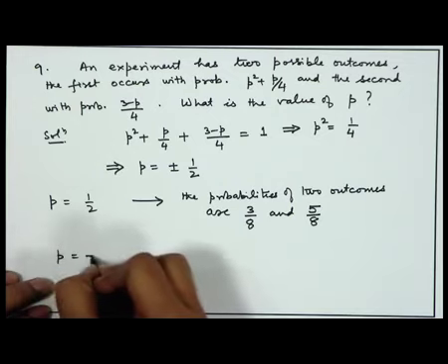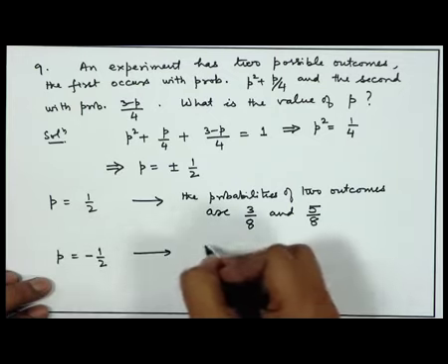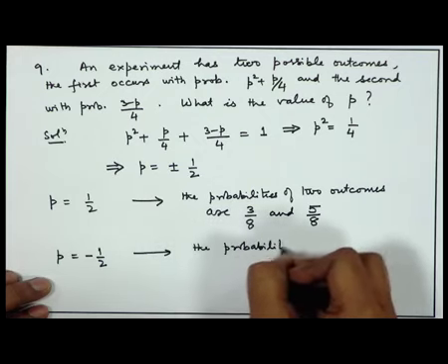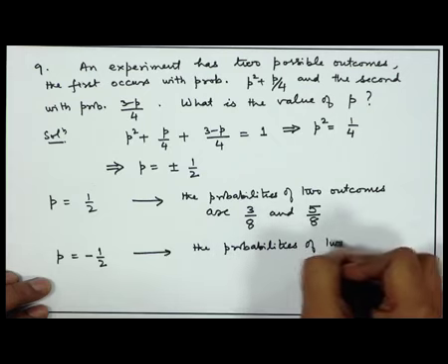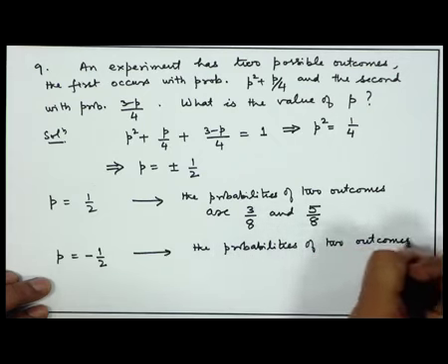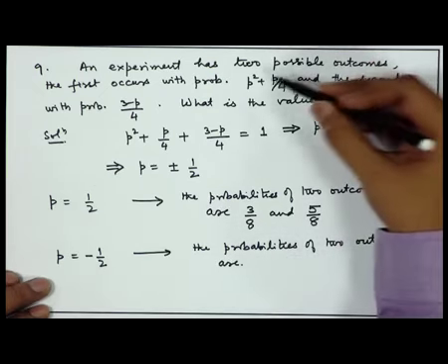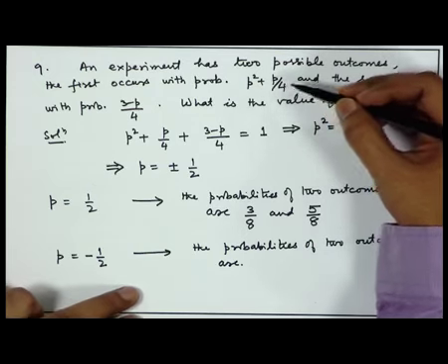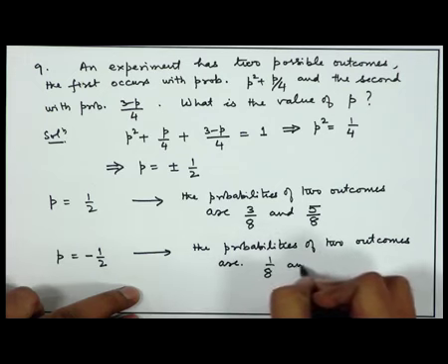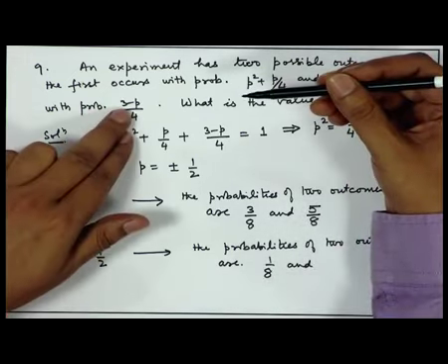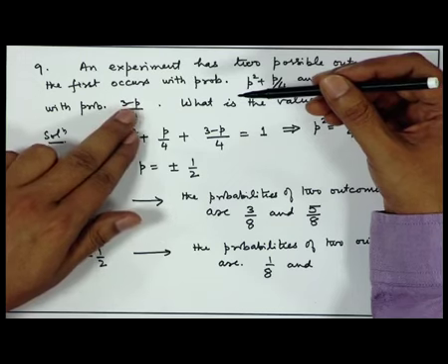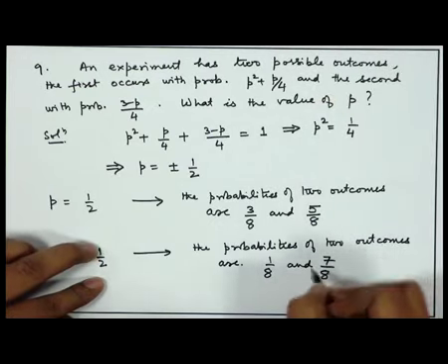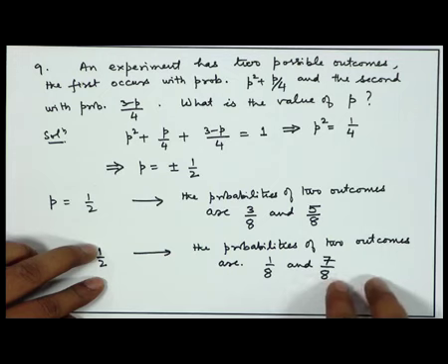If p is equal to minus half, then the probabilities of two outcomes, so p square plus p by 4. So, this will become 1 by 4 minus 1 by 8, that is 1 by 8, and the second one is 3 minus minus half. So, that is 3 plus half, that is 7 by 2 by 4, that is 7 by 8. So, again you can see that the sum is equal to 1.